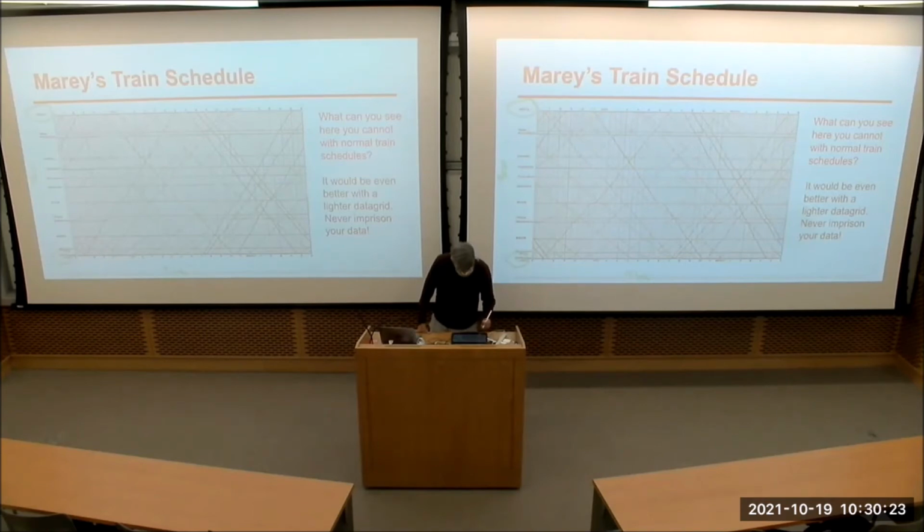Can anyone tell me what that line is? This is a train schedule. What is that thing? Yeah, it's a train, okay? It shows a train as it leaves from this station and ends up at Lyon. This is the time it departed. This is the time it arrived, right?